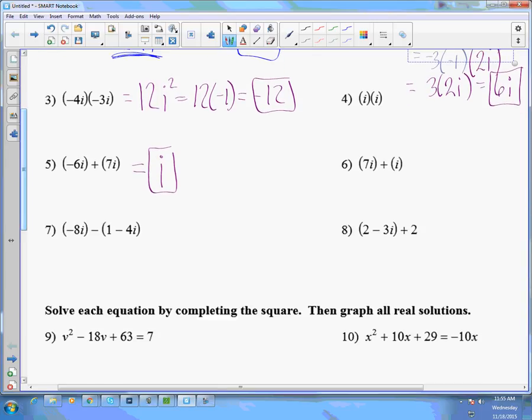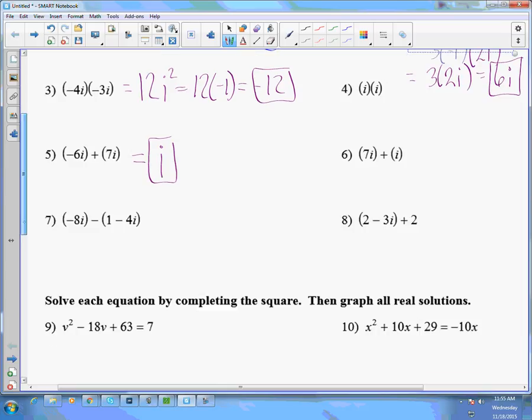Okay, number 7. There's a tricky part. Are they all paying attention on number 7? If you don't pay attention, what are you going to miss? Yeah, it's a real number. Is it 1? It's what? -1. Where's the -1 in this? Number 7. In front of the parenthesis.